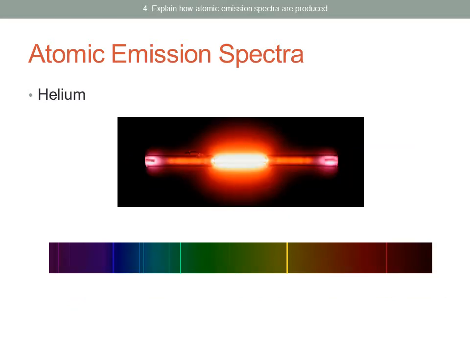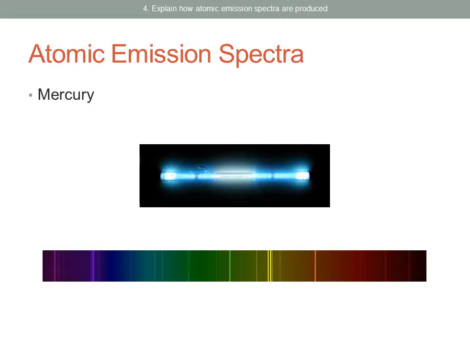Here are some other emission spectra. Here's helium, and you can see it's very different than hydrogen's. Most of these we've already looked at in class, at least a little bit. I'm just going to show you several of these here. Here is mercury. You can see there's even more lines in mercury's spectrum, varying from the violet end all the way to the red end.